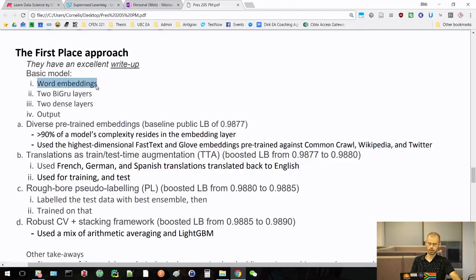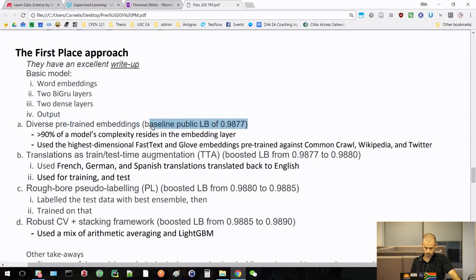So they start with a pre-trained word embedding for their words. Facebook or somebody else figured out what word embeddings worked well, and they just used those. Then they had two layers of bidirectional gated recurrent units, and then two regular dense layers on top of that, and then they made their predictions based on that. Some of the factors that they identified as very important was first using diverse pre-trained embeddings. They used a bunch of different ones and then averaged or somehow ensembled the probabilities to get the best of all of them.